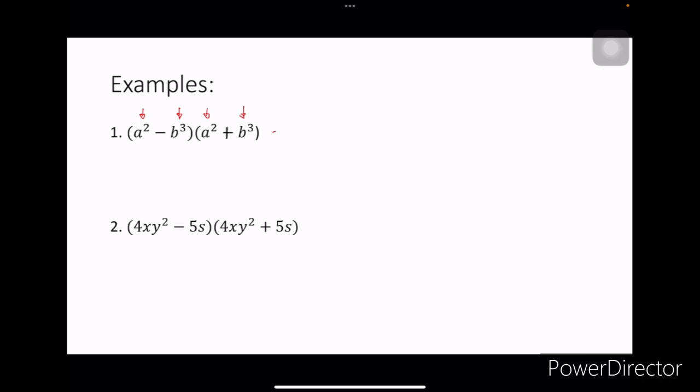So with that, in this formula, we will just square the first term, which is a squared, quantity squared, because we need to square it, minus the square of the second term, which is b cubed, and then we will square it. So you will have a to the fourth minus b raised to 6. So this is now the final answer.